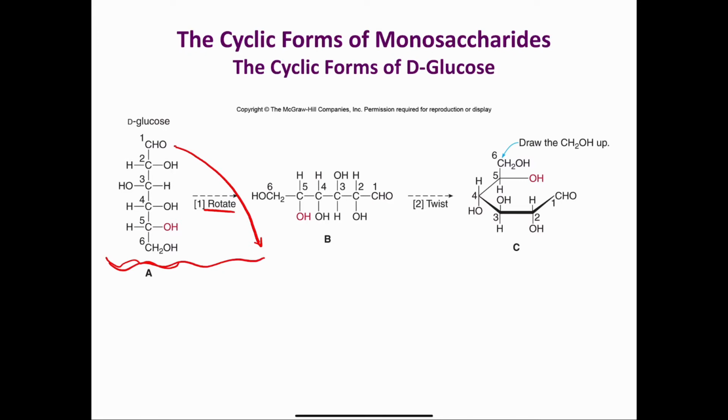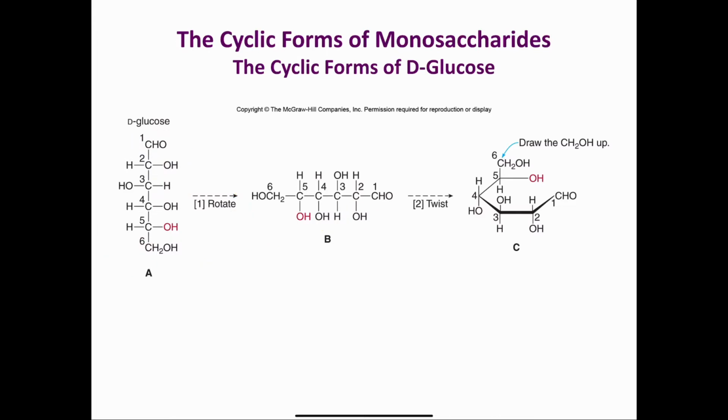It would look like what we see here in B, where carbon number 1 is way over here, carbon number 6 is going to be way at the bottom like this. Any of the groups that are on the right-hand side of the molecule are the ones that are going to be down on the ground like that. If you don't believe me, look, we have a hydroxyl, a hydroxyl, a hydrogen, a hydrogen, another hydroxyl, another hydroxyl, another hydroxyl, and another hydroxyl.